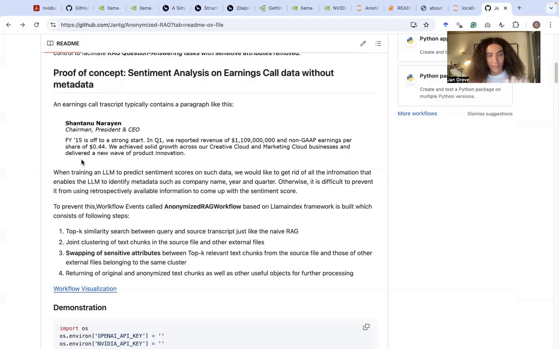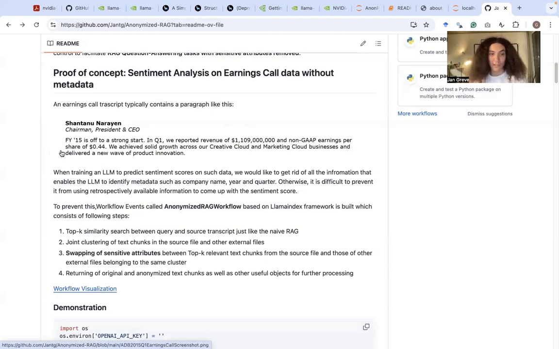So what you can see here is a text chunk obtained from an earnings call of Adobe in the first quarter of 2015. And you don't have to be an expert in finance to know that this text comes from Adobe in 2015 because it has some words such as Creative Cloud, Marketing Cloud, as well as the name of the CEO that some of you might recognize in order to identify that this document is indeed from Adobe. So even without metadata, humans as well as LLMs can pretty much identify that this chunk is from Adobe.